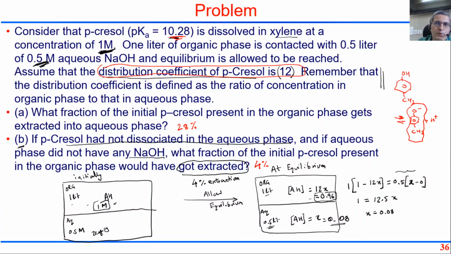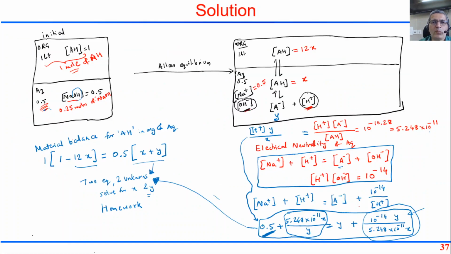More homework for you could be, think about this 0.5 liter and 0.5 molar. Suppose I make it 0.6 molar, 0.7 molar, 0.8 molar, 0.9 molar, or you keep the molarity the same and change the volume of the aqueous phase. 0.6 liter, 0.7 liter, 0.8 liter, 0.9 liter. Right? And see what happens to this 28%. Do this for yourself.